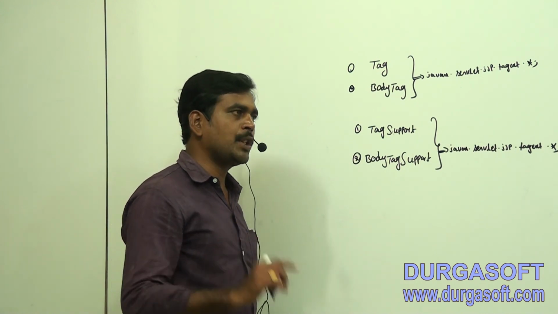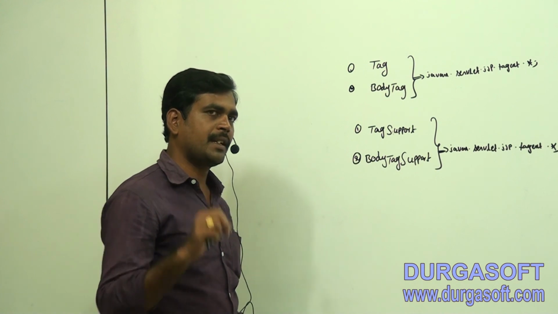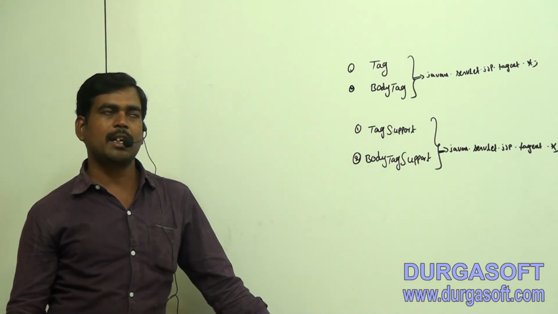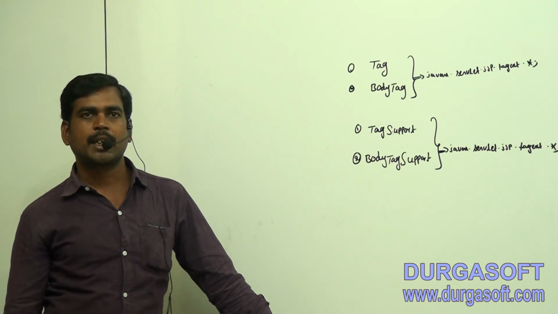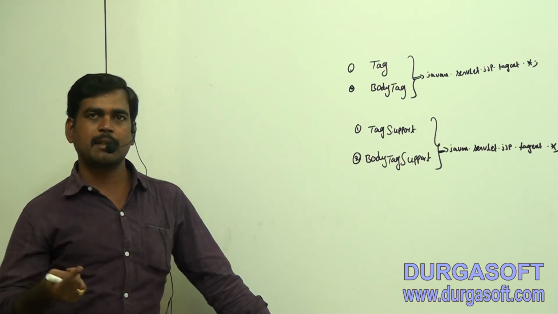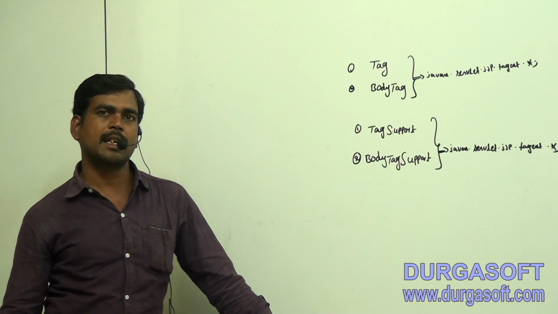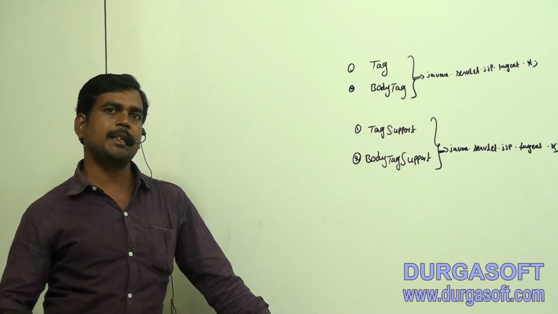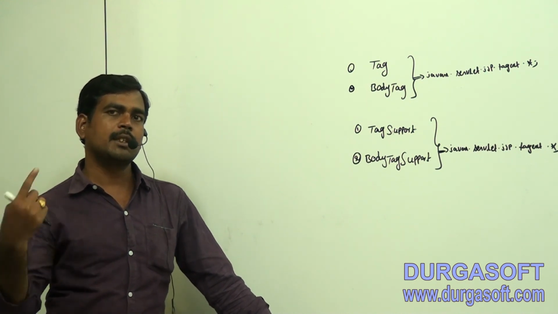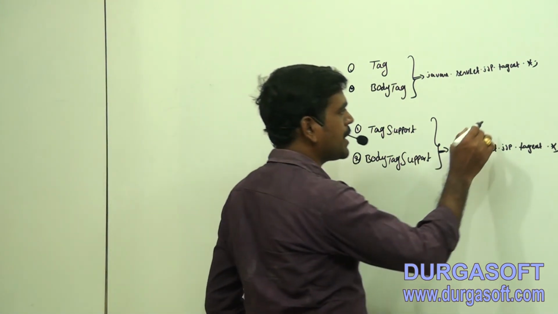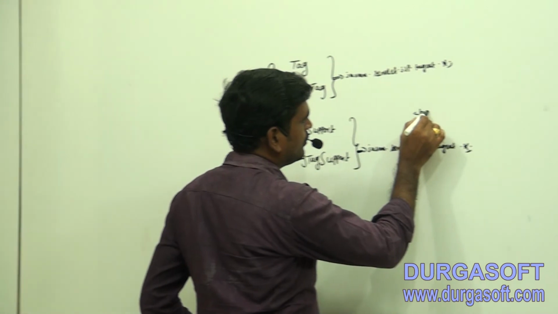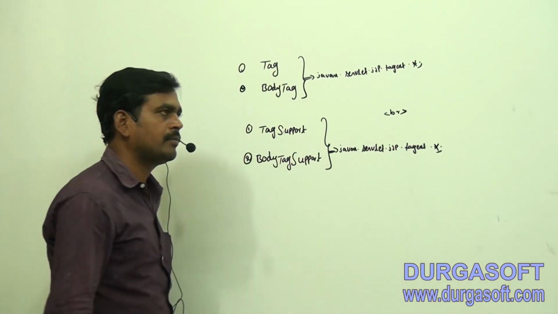According to the industry, two types of tags are there. Number one is a container tag. Number two is a non-container tag. Container tag means the beginning and ending are both required. Non-container means the beginning and ending are the same tag, that is a non-container tag. For example, BR is a non-container tag.